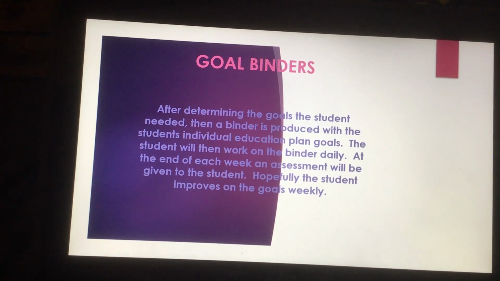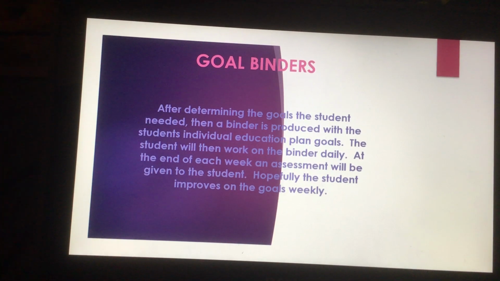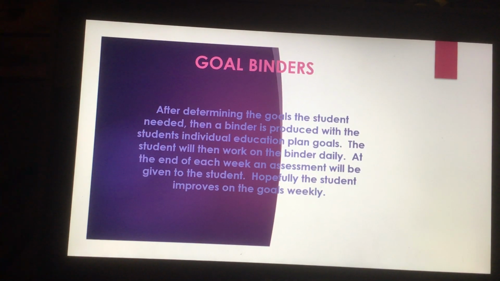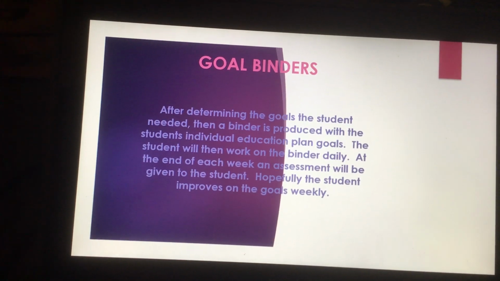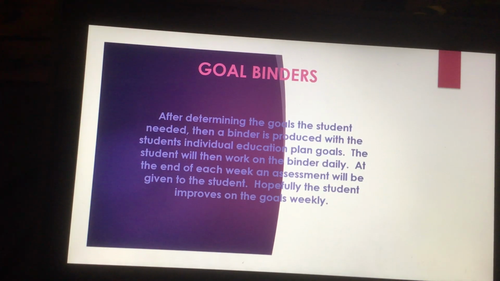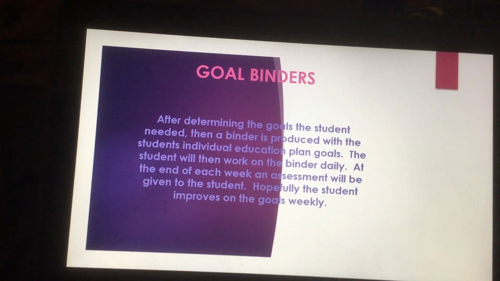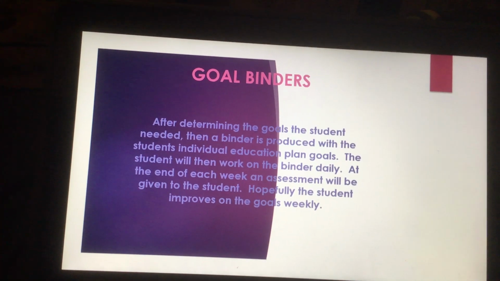After determining the goals the student needed, a binder is produced with the student's individual education plan goals. The student will then work on their binder daily. At the end of each week, an assessment will be given to the student. Hopefully, the student improves on the goals weekly.